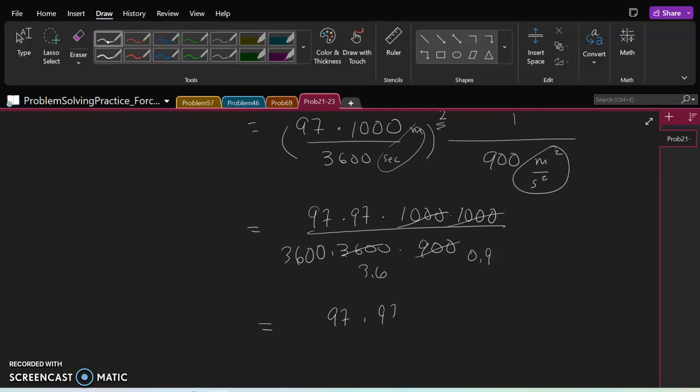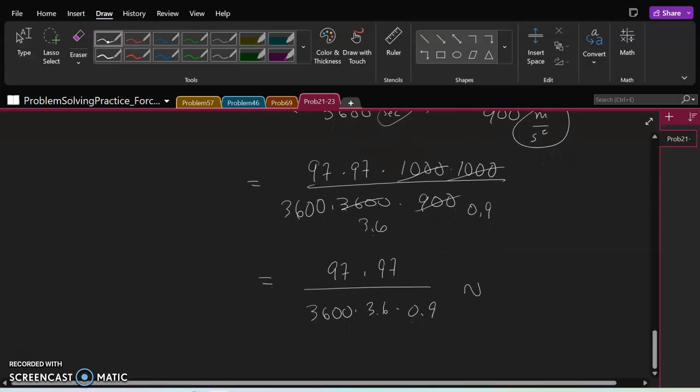So at this point, this is sort of silly. You do this on your calculator. 97 times 97 over 3,600 times 3.6 times 0.9, and of course you didn't have to do all of these steps. But we should get a number. Let's see, what are we going to get? 97 times 97 is about 100 times 100. 100 times 100 is 10,000. 10,000 over, let's see, 1,000 over 3.6 and 3.6 and 0.9. Let's see, 10,000. Well, hang on.